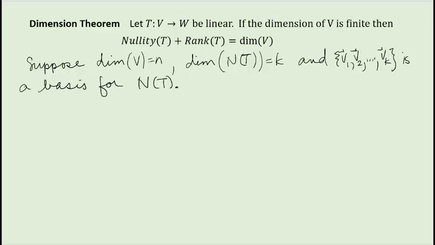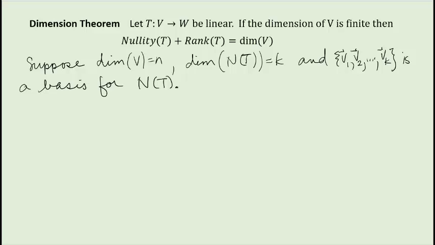This lecture is on the second half of section 2.1 in the text. We start with the dimension theorem. Let T be a linear transformation from V to W. If the dimension of V is finite, then the nullity of T plus the rank of T is equal to the dimension of V. You may have noticed that in the last three problems we did.